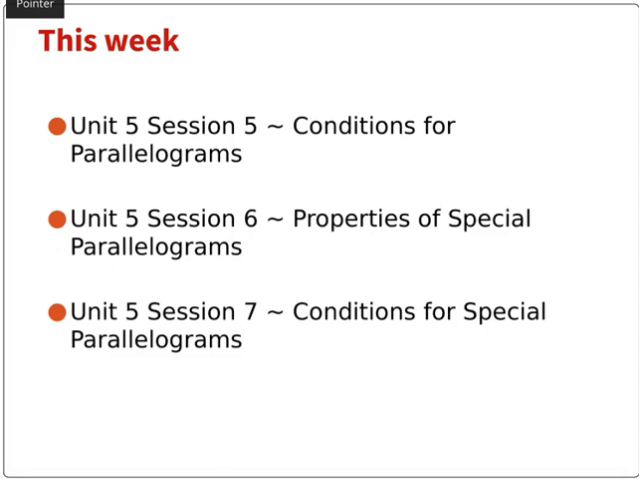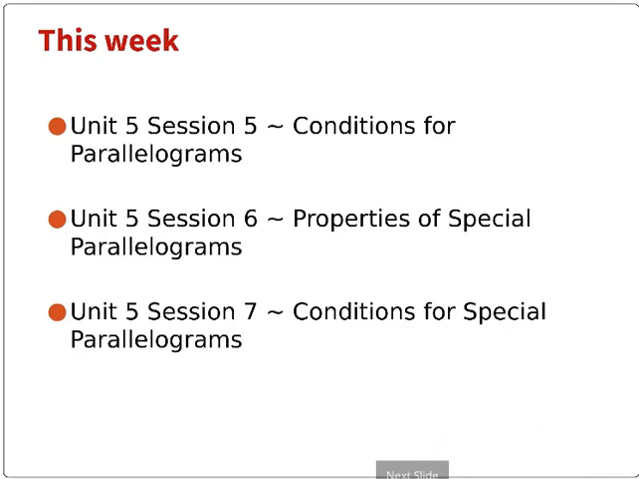All right, so what are we looking at this week? We are going to complete Unit 5, Session 5, Unit 5, Session 6, and Unit 5, Session 7. The first session, we're going to look at conditions for parallelograms, looking at solving problems that involve coordinate planes, and then we're going to move on to sessions 6 and 7 where we're going to learn about some special types of parallelograms. So we're going to look at rectangles, squares, and rhombuses, so special types of parallelograms, and what the properties of those are. And you will know a little bit about those by the end of this recording. So let's jump right in.